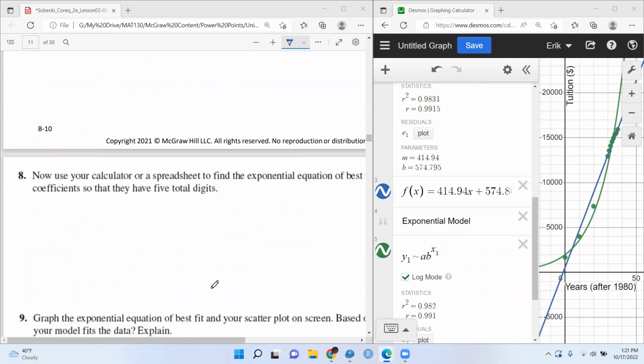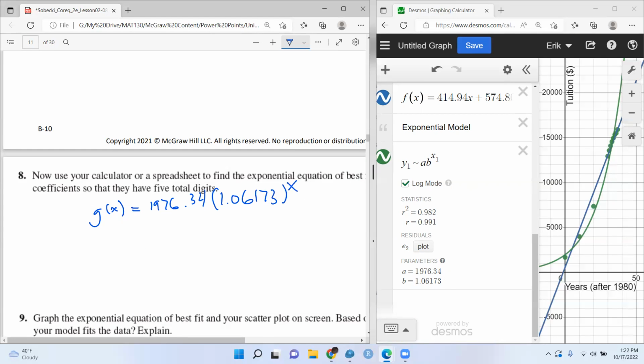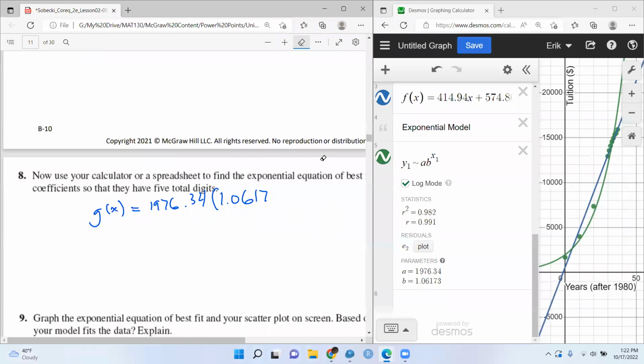So let's do this. Let's write this down. I'm going to call this function g of x. And I'm going to write all of the stuff here. 1976.34 times 1.06173 to the x. That is our exponential model. I know I'm leaving in 1, 2, 3, 4, 5. Okay, fine. We'll delete the 3 like he asked us to. So then we only have 5 digits in there. There we go.